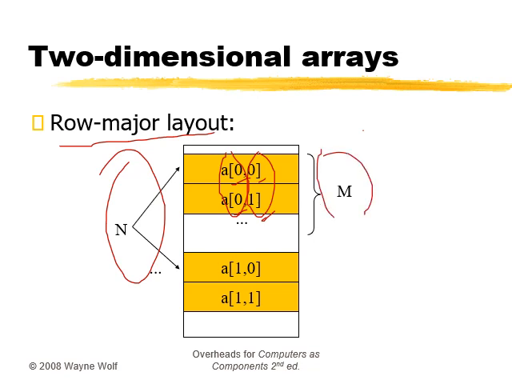We can transform this two-dimensional array into a one-dimensional array with the help of this formula: A of I times M plus J, where J starts from 0 to M minus 1, and M is basically the number of columns, and I starts from 0 to N minus 1. So this is our two-dimensional array.